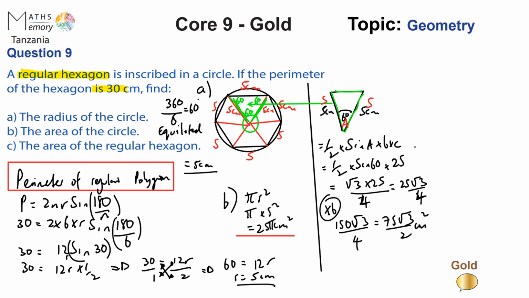Okay, that's how we do this. If you wanted to, I should just put this step here as well. I should have put half times root 3 over 2 times 25 over 1. That's how I got to this step below that. All right, so that's how you do it using this technique of the SAS sine rule over here.